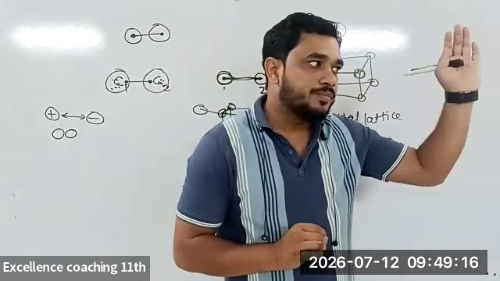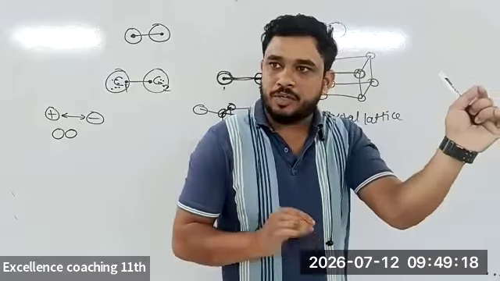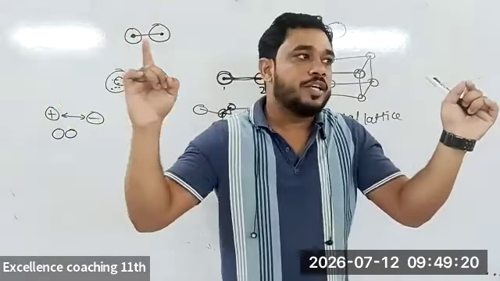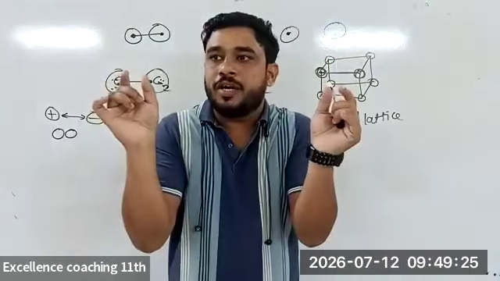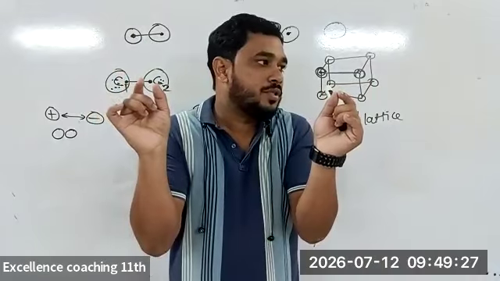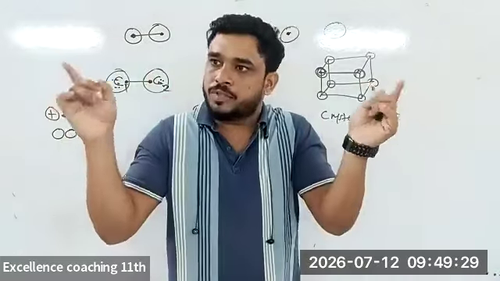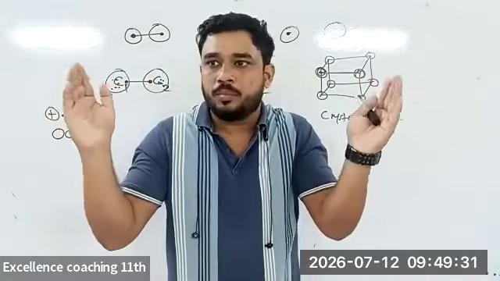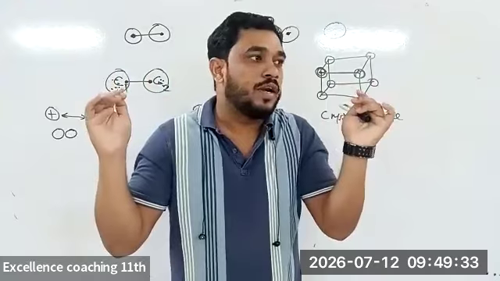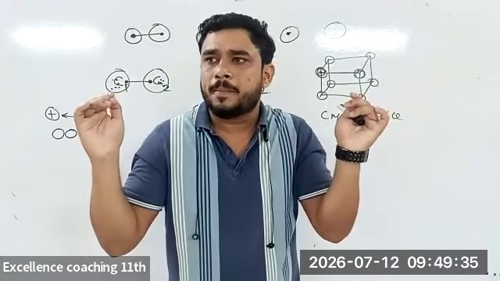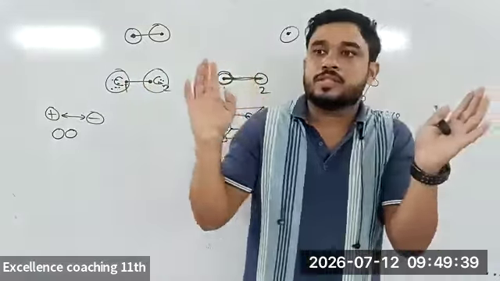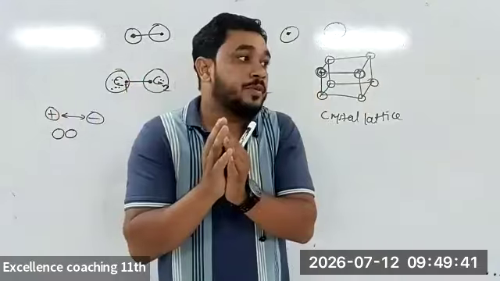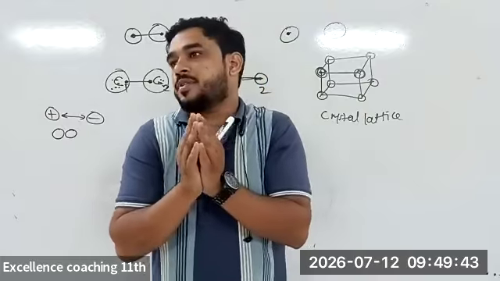So, what is atomic radius? Distance from the center of the nucleus to the outermost shell. What is covalent radius? Internuclear distance between the two nuclei of the homodiatomic atoms. What is metallic radius? Internuclear distance between the two neighboring metallic atoms. What is Van der Waals radius? Internuclear distance between two non-bonded atoms.